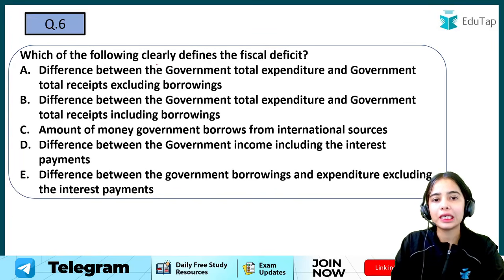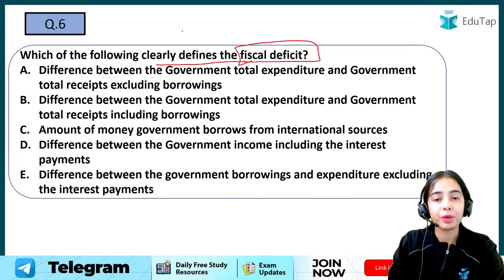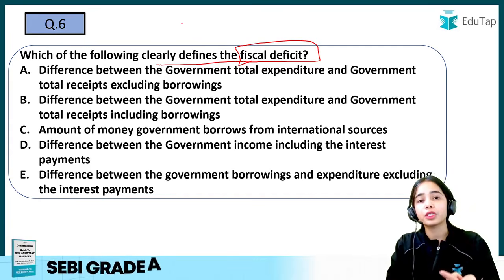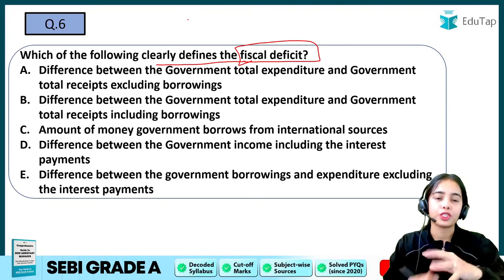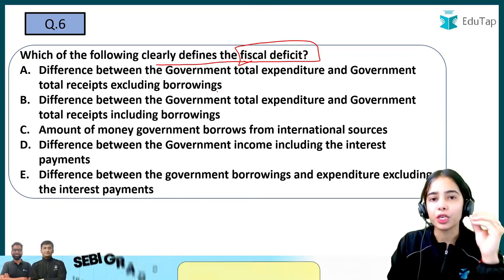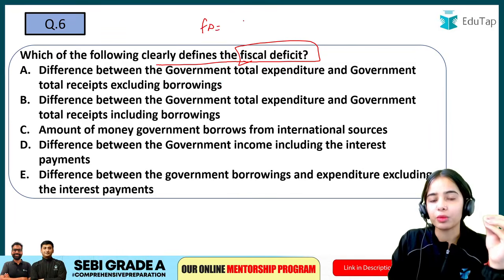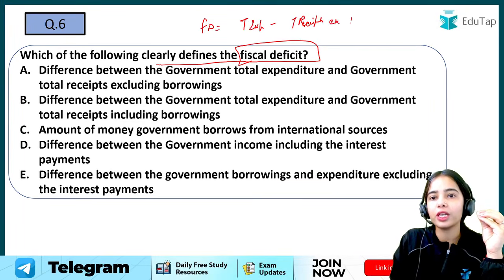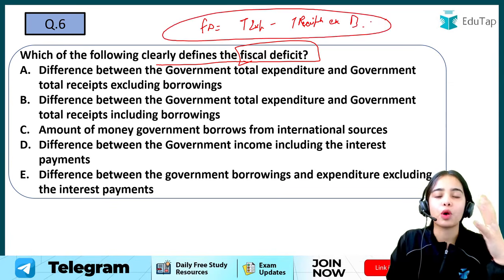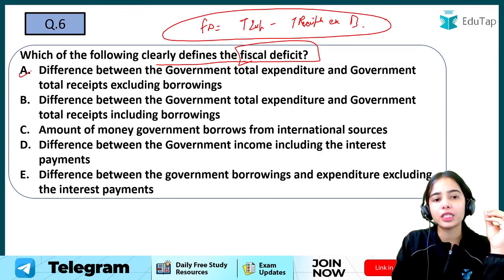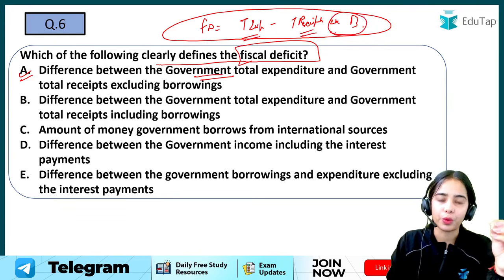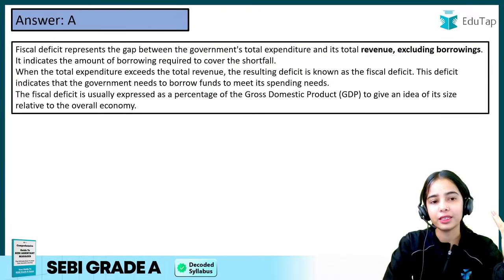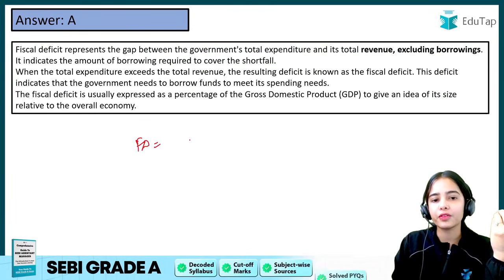Now, which of the following clearly defines the fiscal deficit? I hope you remember the formulas of the deficits: the revenue deficit, the fiscal deficit, the effective revenue deficit, and the primary deficit. These are the important deficits for which the formula should be clear. The fiscal deficit has the formula: the total expenditure minus the total receipts excluding borrowings. Fiscal deficit shows the difference between the government's total expenditure and the total receipts excluding the borrowing. Okay, so A is the right answer here.